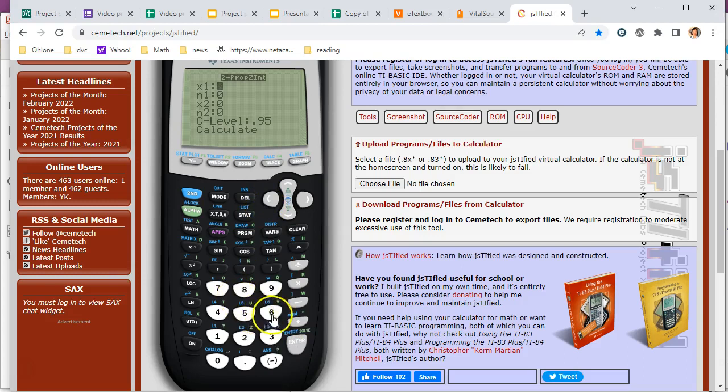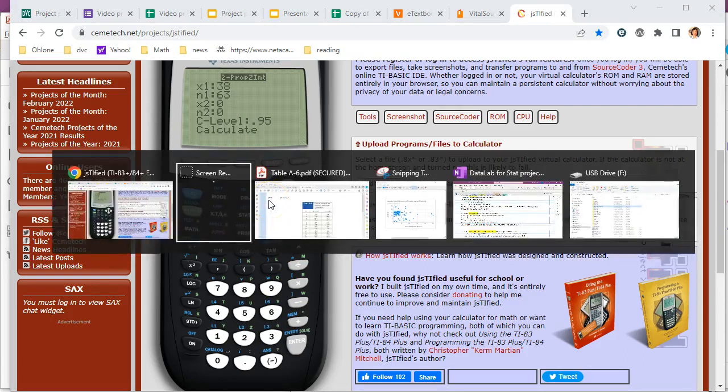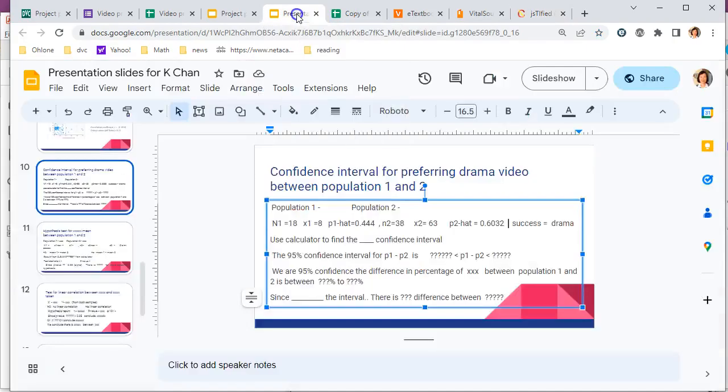My X1 was 38, the younger one, and 63. No, my X1 is the older one, was it? Yeah, I think so. Let me go back. Oh no, yeah. Where is it? In the presentation. X1 is the older one, so I should say population 1, older students. Yeah, I need to keep track because otherwise your number would be wrong.